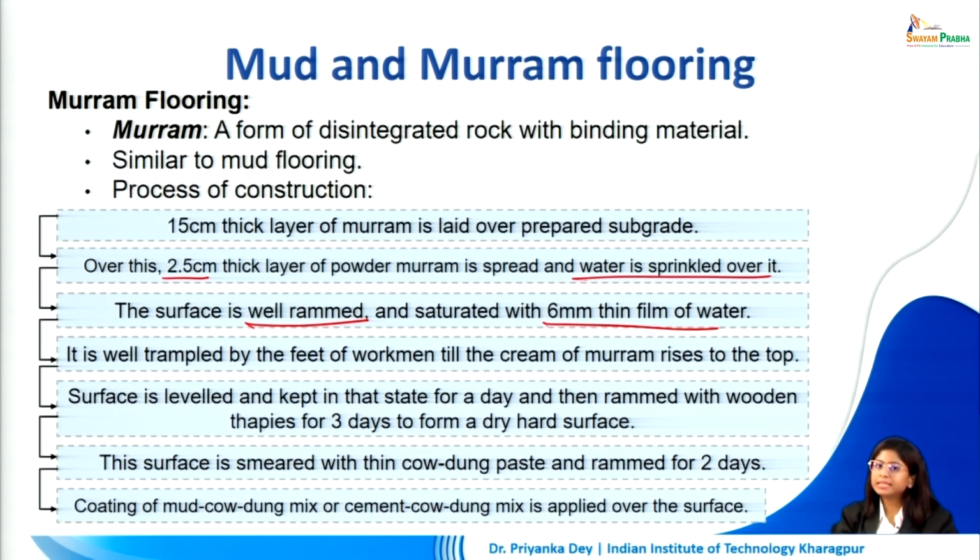Now, the surface is leveled and it is kept in that state for a day and then rammed with wooden thapis for about 3 days. So, this stamping with the wooden thapis is going to help us create a very dry, hard surface. Now, this surface is finally going to be smeared with cow dung paste and that will be rammed for about 2 days, and a coating of mud cow dung mix or cement cow dung mix will be finished up on the top.